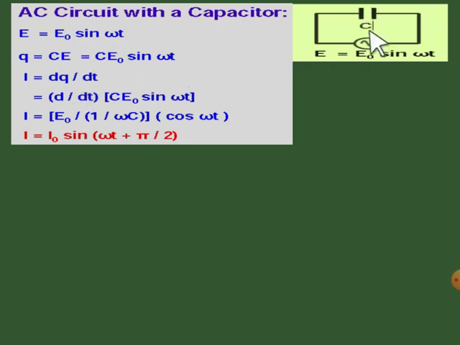Why? Because the capacitor is connected to the source of EMF, so as long as it is connected to this source, the potential drop across the two plates will be equal to the instantaneous EMF. So instead of the potential, we need to take the instantaneous EMF, so Q equal to CE, but E is equal to E naught sine of omega t.